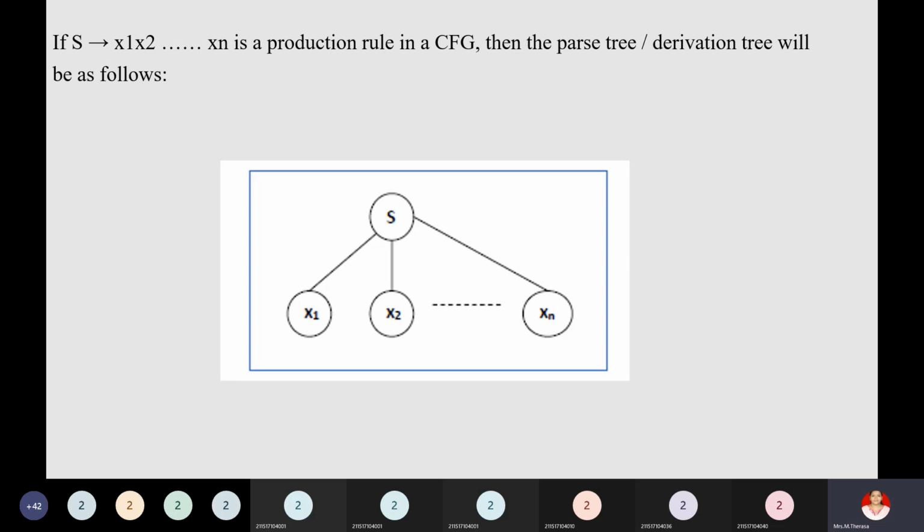So if you have a production rule S tends to x1, x2, and so on, xn, then the parse tree or derivation tree will look like this. Look here: S is the start symbol, which has a production rule x1, x2, and so on, xn. So we create nodes with the labels x1, x2, and so on, xn, which are connected to the root node. This is how we can draw a derivation tree or parse tree.